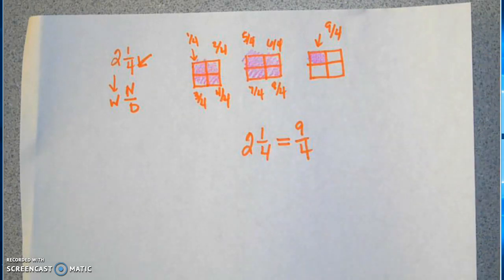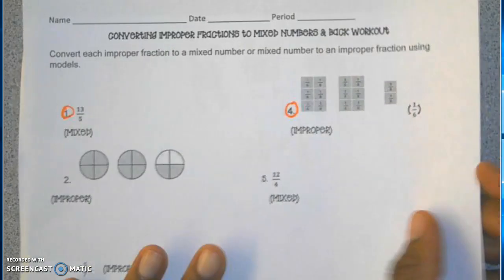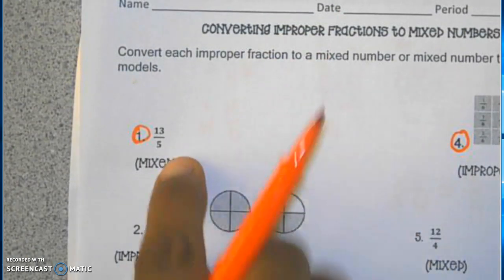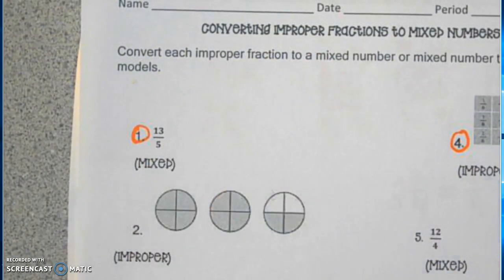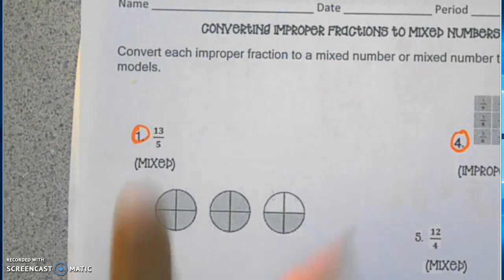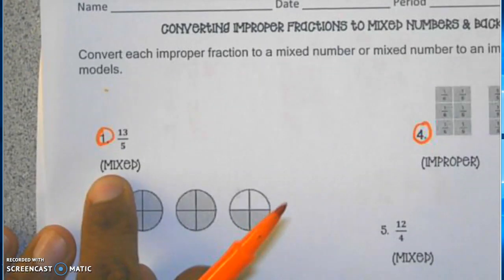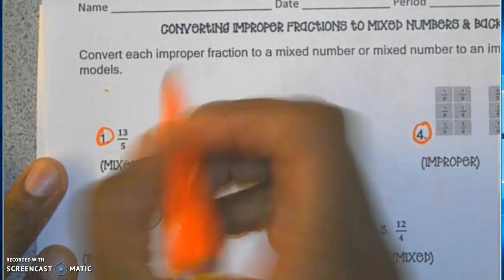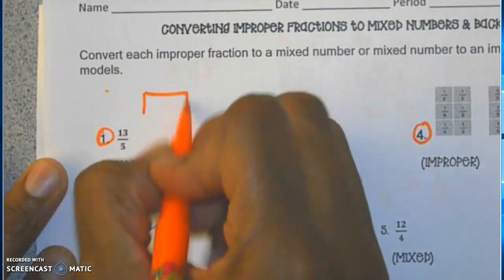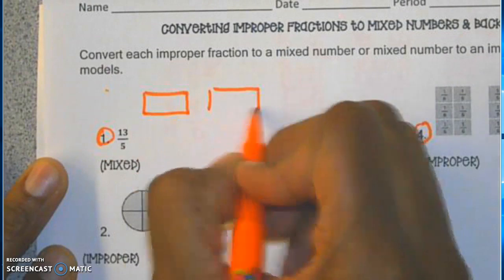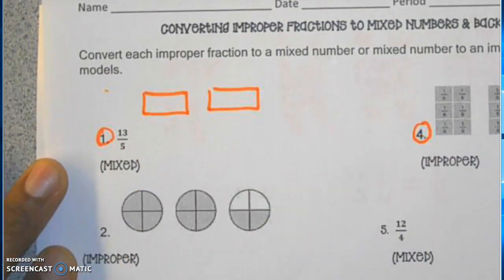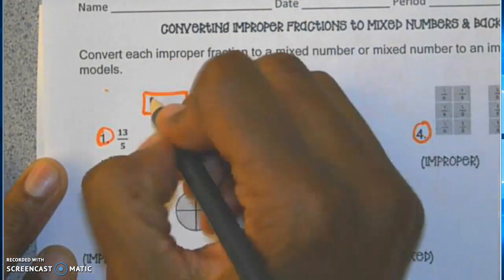Let's go to our workout for tonight. In our first problem, we have 13/5. We need to model what 13/5 would look like, and my answer should be mixed. I'm looking for an answer of mixed. So I'm going to start with some rectangles, and I know that I need to break them into 5 pieces.